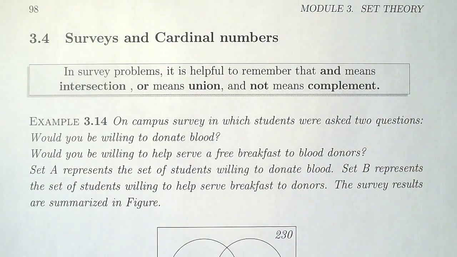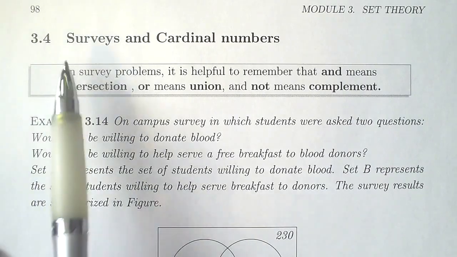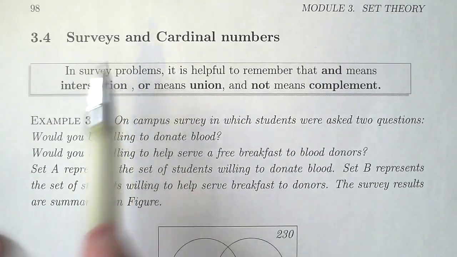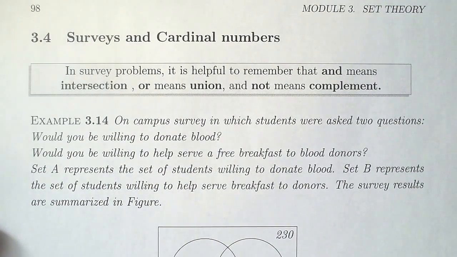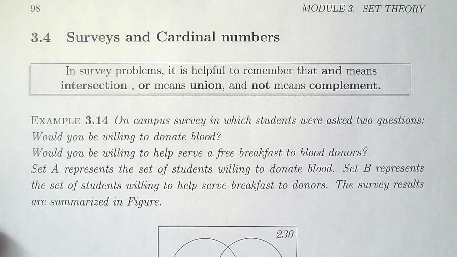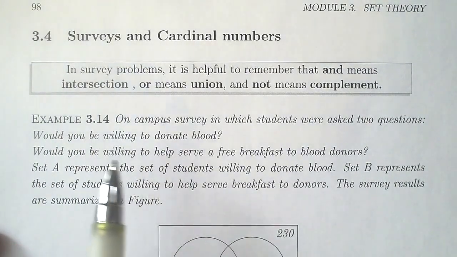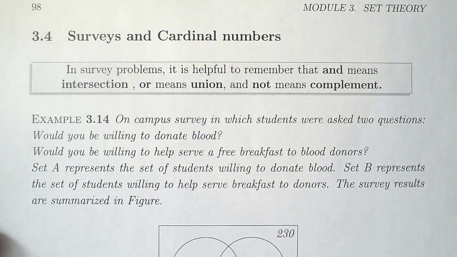All right, hi everyone. This is going to be a video lesson on section 3.4, so we're on page 98. This is surveys and cardinal numbers, and this is only really going to make sense if you know section 3.3, so make sure you go back and review that if you need to. But this is going to be sort of a real-life application of what we've been doing lately. I know the past couple of sections have seemed very abstract, but now we get to see some real-life use of sets and Venn diagrams.